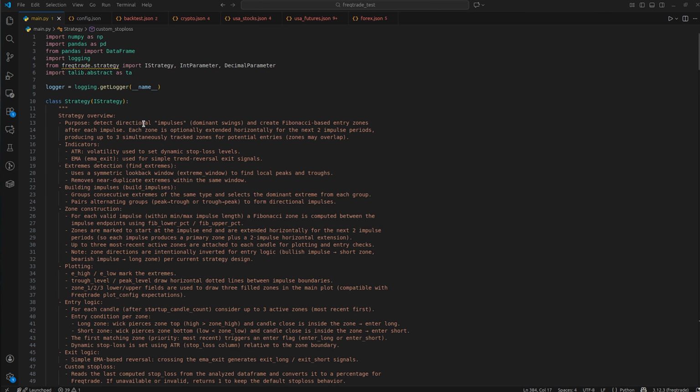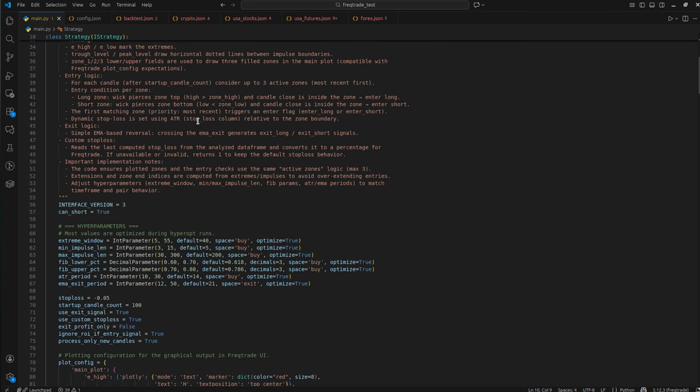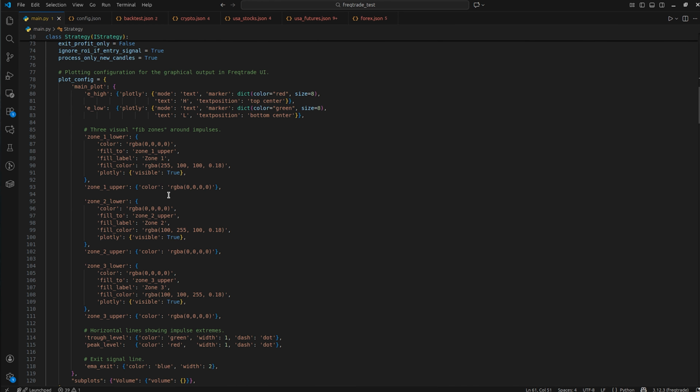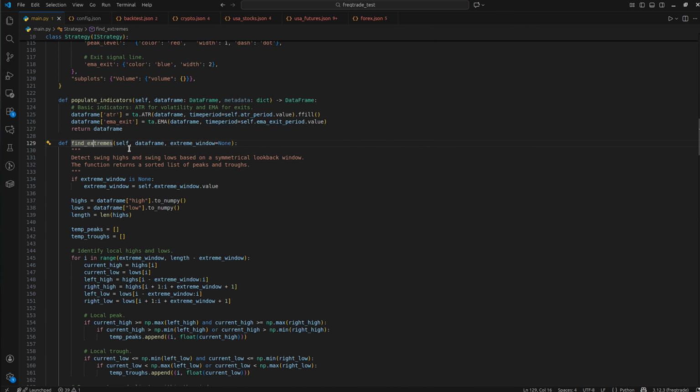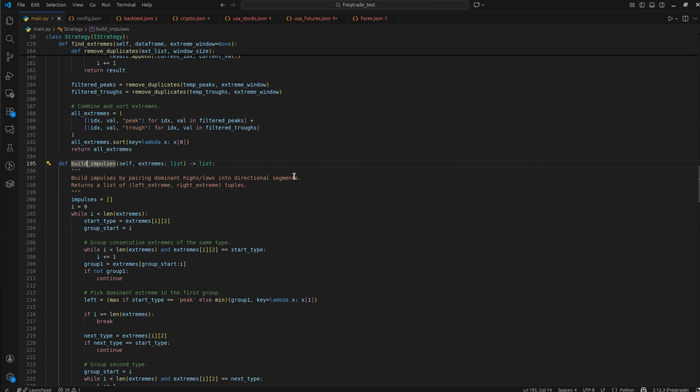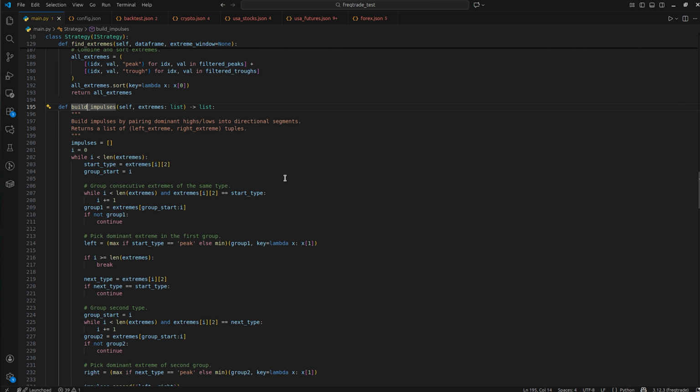And our main script, so our base class. Hyperparameters. Default values are taken from the original video, but we will later optimize them and see if it improves performance. It will be at the end of the video. Then some configurations. Find extremes function to find peaks and troughs. Build impulses function. It's used to identify our zones where we make our potential entries.